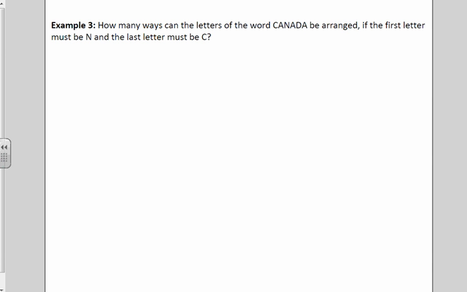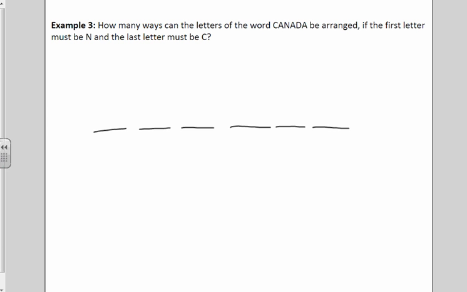Example 3. What do you think we're going to do? Be Canadian and answer this true-born Canadian question. How many ways can the letters of the word Canada be arranged if the first letter must be N and the last letter must be C? Okay, so right off the bat, we know that we have 6 letters, but we're being told that the first letter must be N and the last letter must be C. So I'm just going to write this out like this. 1, 2, 3, 4, 5, 6.